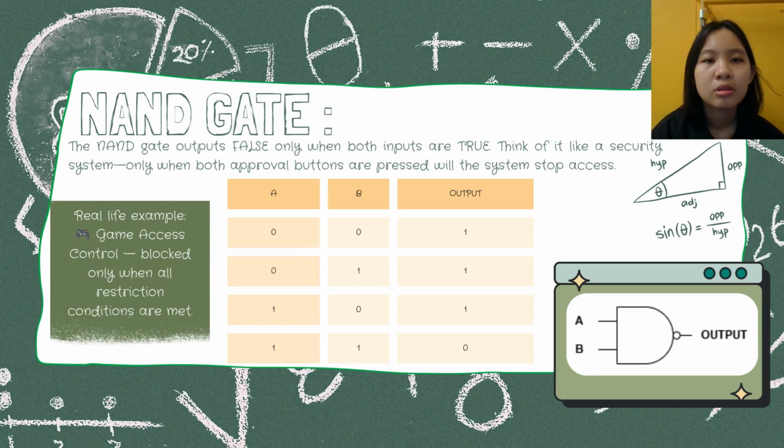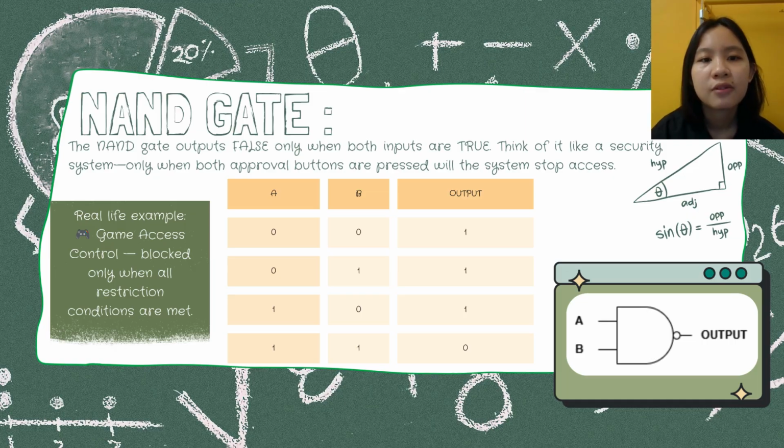Next, let's look at the NAND gate. The NAND gate works in a different way. It is basically the opposite of an AND gate, and as you can see in the truth table, the output is 1 in almost every case, but the output only becomes 0 when both inputs are 1.